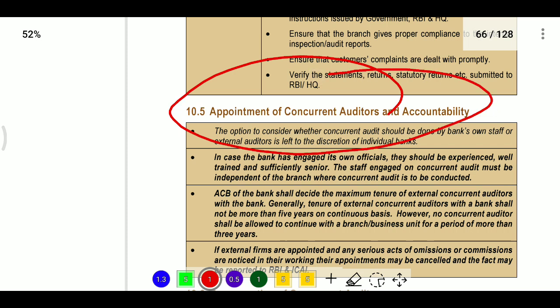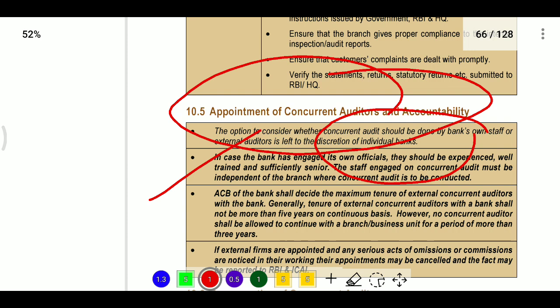How can we appoint the concurrent auditor? That is, the appointment of a concurrent auditor. Here concurrent audit can be done by the bank's own staff or by an external auditor. So it may be done by its own officials, or they should give it to an external auditor. If the bank has engaged its own officials, they should be experienced, well trained and senior, and they must be independent of the branch where concurrent audit is to be conducted.